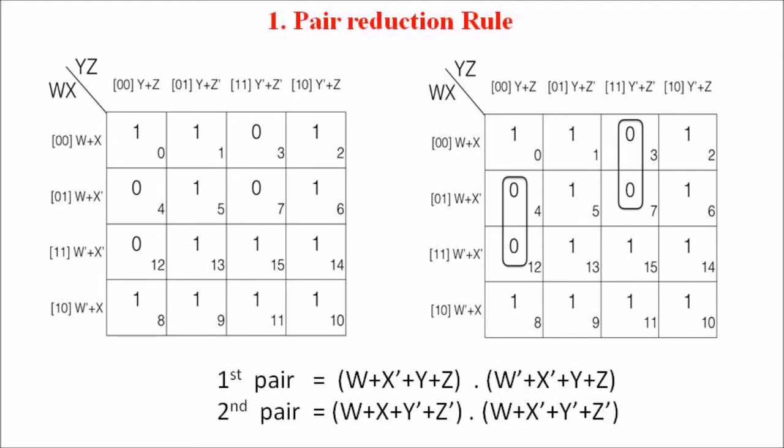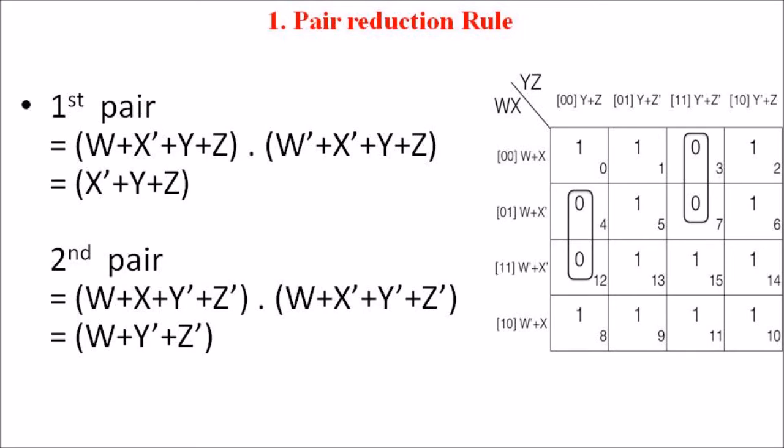The first pair is (W + X' + Y + Z) · (W' + X' + Y + Z), and the second pair is (W + X + Y' + Z') · (W + X' + Y' + Z'). Now we will remove the variable that is changing in the first and second pair. Looking at the first pair, we can see that W is changed to W', and in the second pair X is changed to X'.